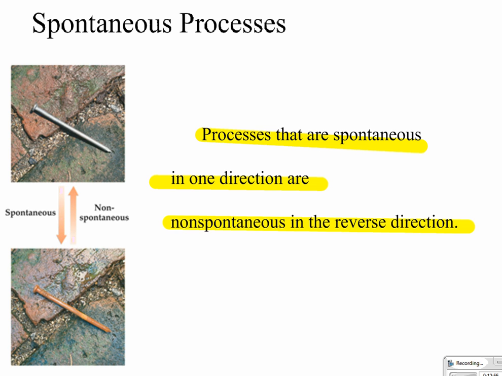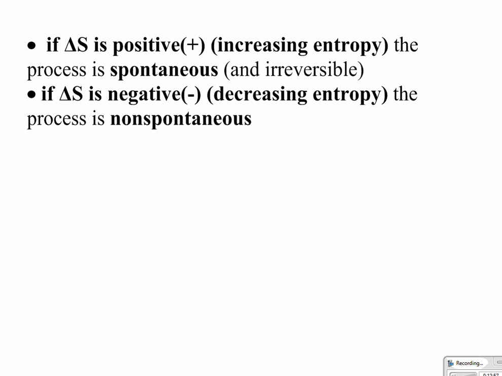Here we go. This is listed on your notes. Key thing to remember, if S is positive, we say entropy is increasing and it favors being spontaneous or thermodynamically favored. If S is negative, we say entropy is decreasing. We say it tends to go towards a non-spontaneous reaction.